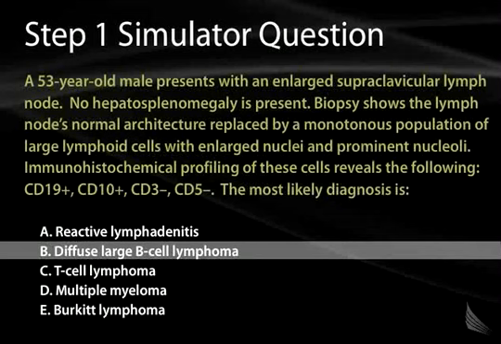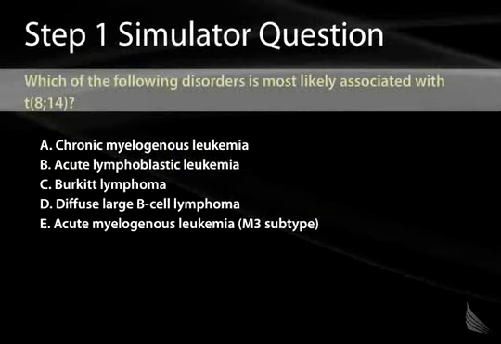And a Burkitt's lymphoma, probably not going to be the case, because Burkitt's is often going to present as extranodal manifestations of disease and not necessarily in an isolated supraclavicular lymph node. Which of the following disorders is most likely associated with translocation 8;14?